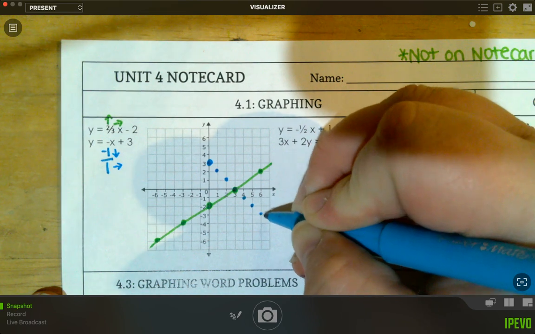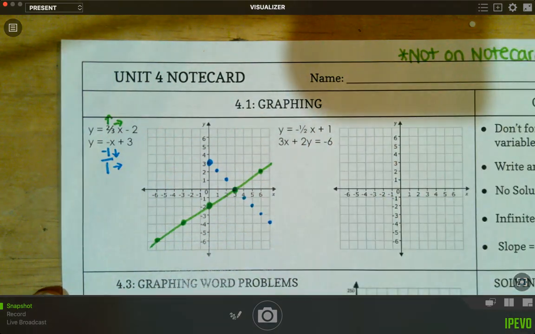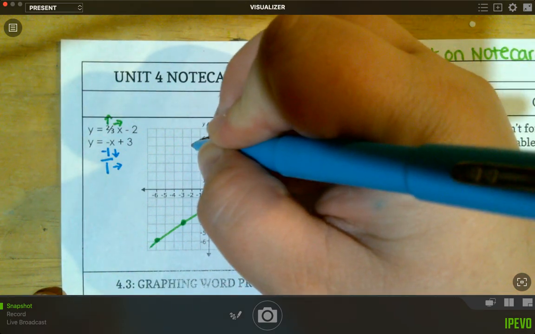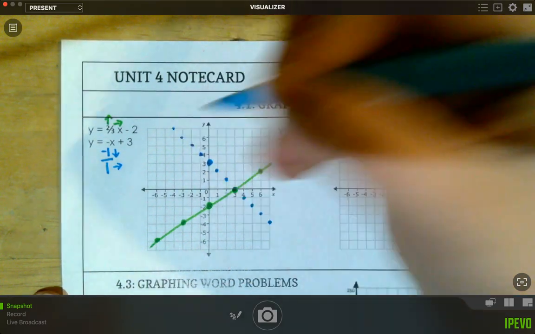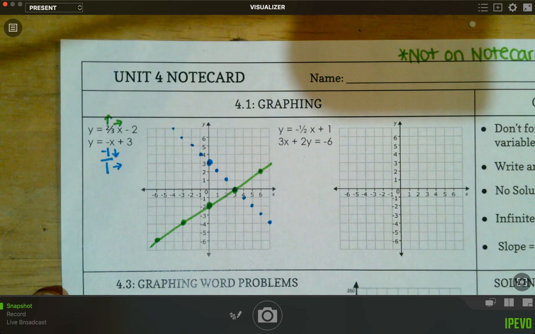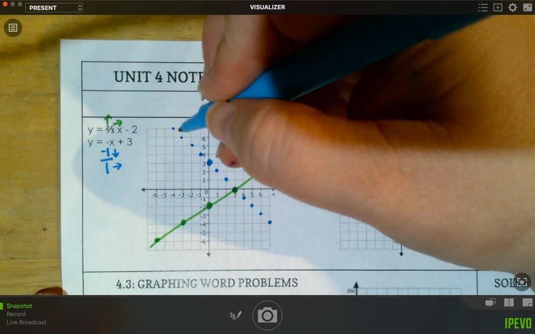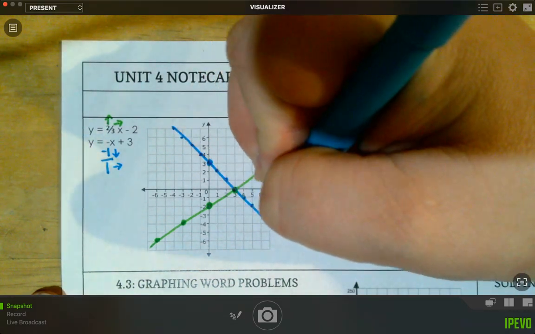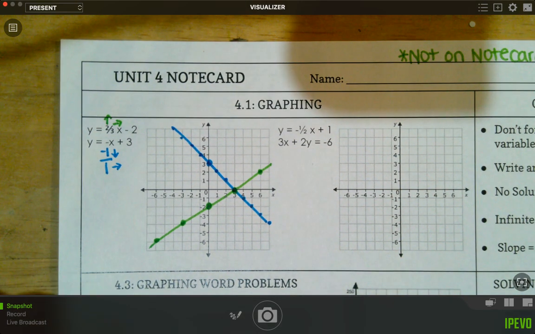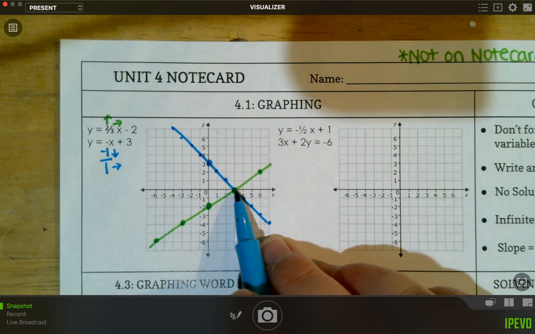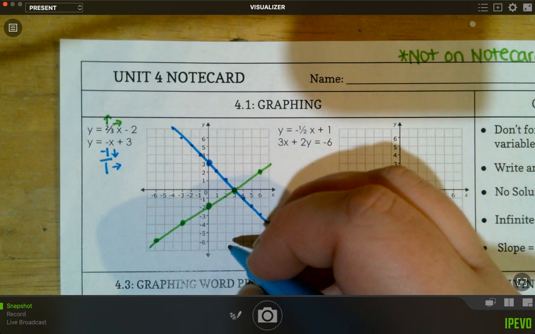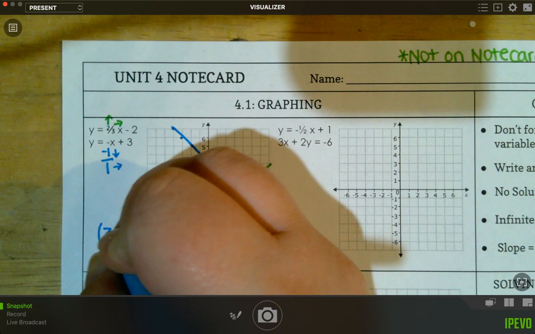If I wanted to go the opposite direction, instead of going down right, I could go up left. Like that. See how it still makes the same line? And then I'm going to draw my line through these. And you'll notice I had the same point on here twice. That's this point right here where they cross. And that is over 3 up 0. So my final answer for this one would be 3, 0.